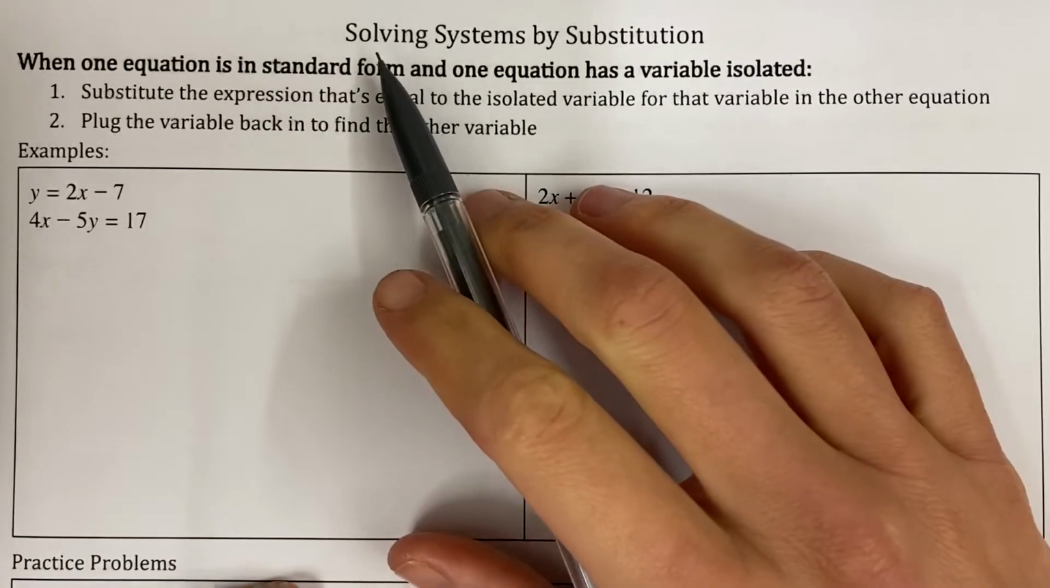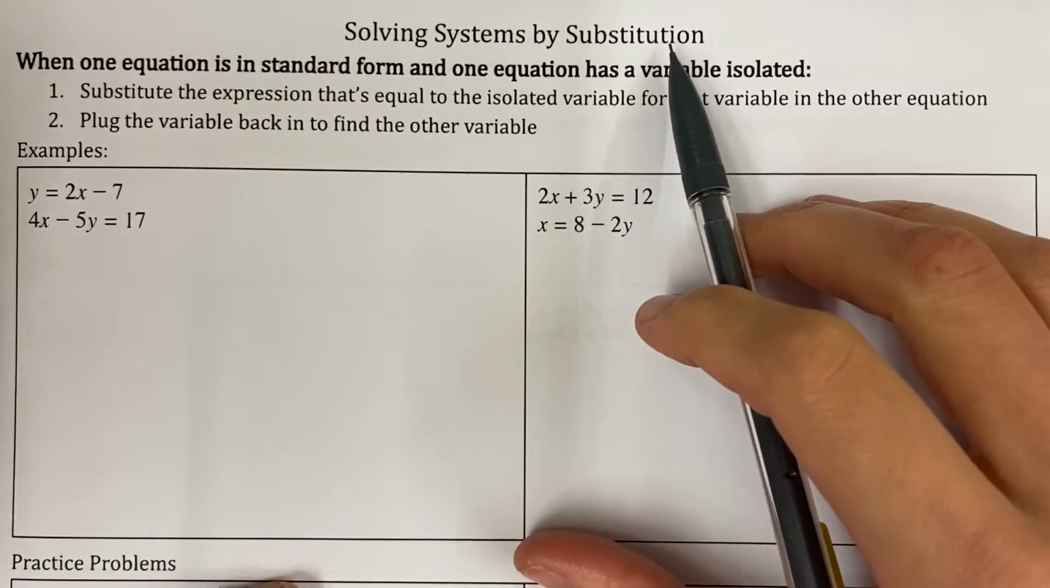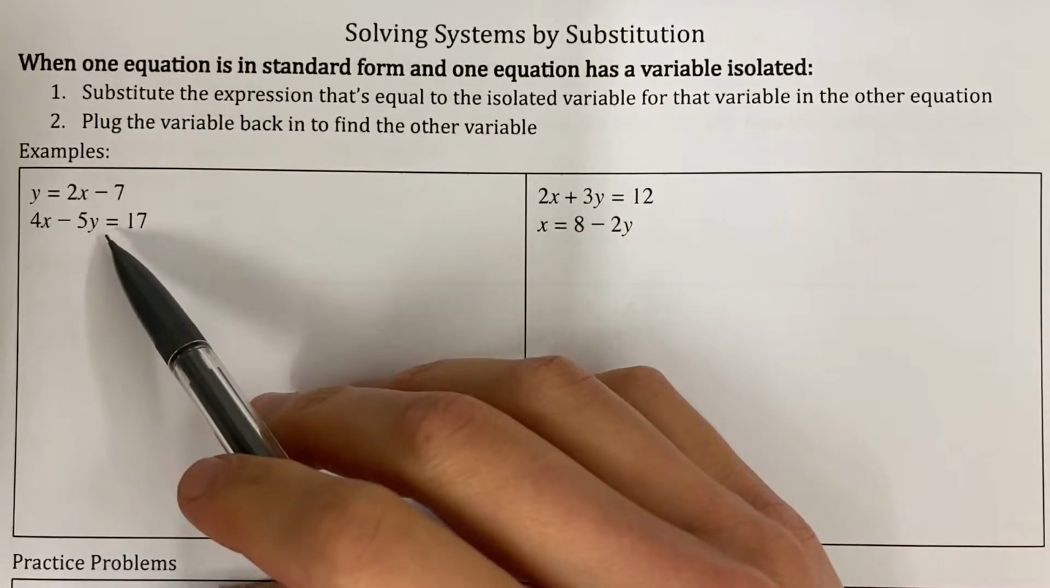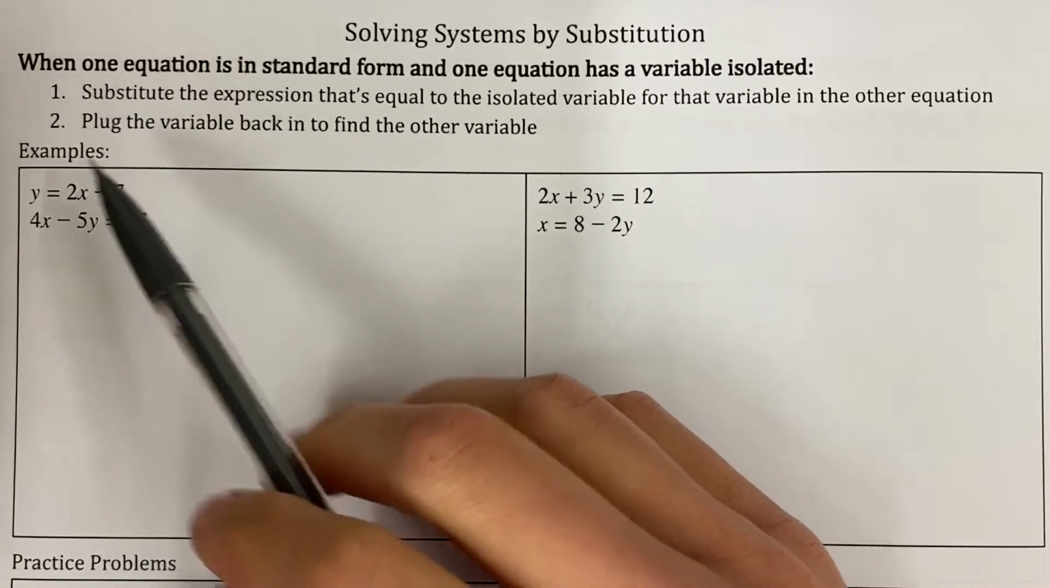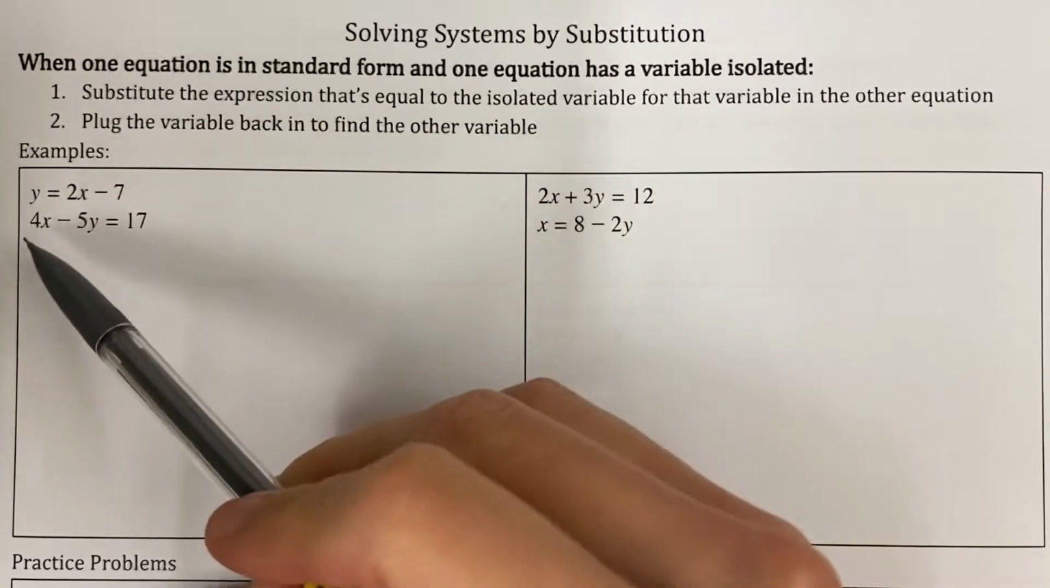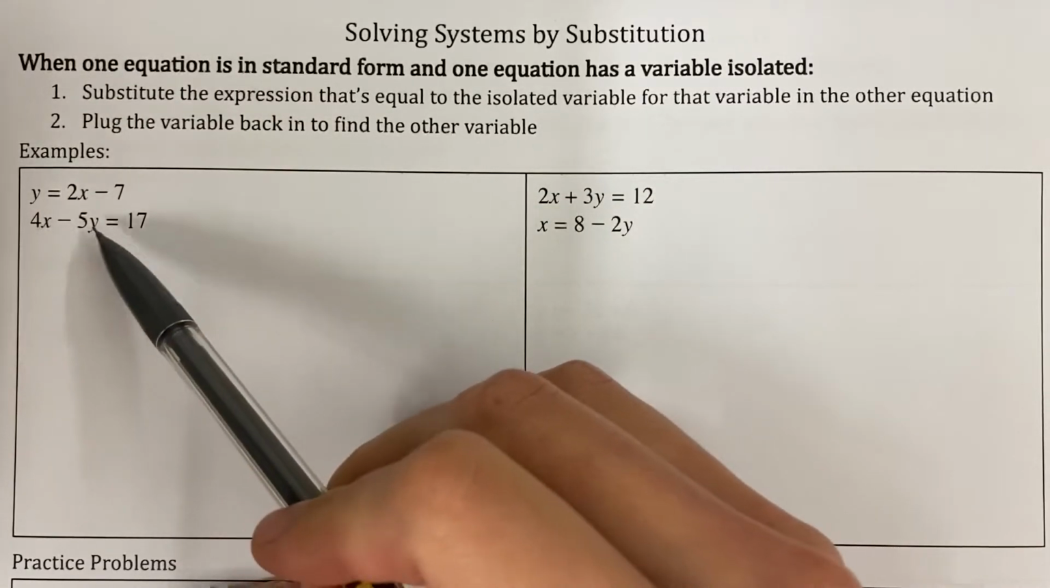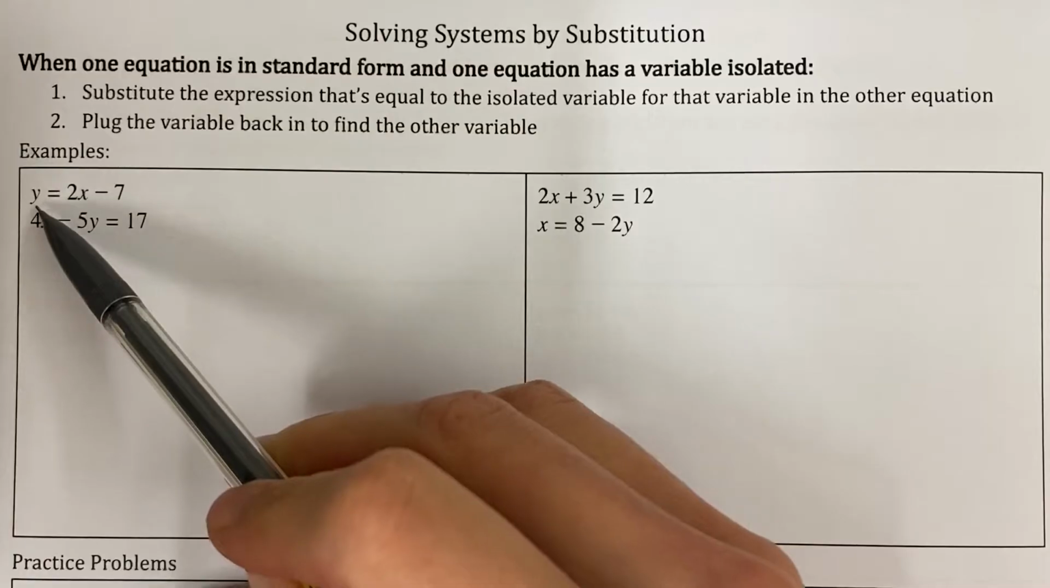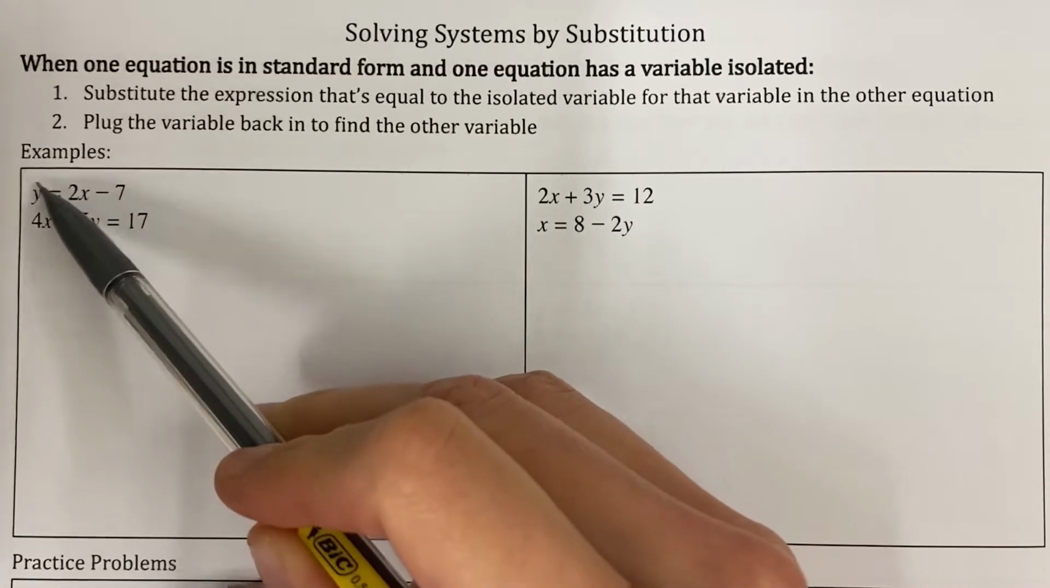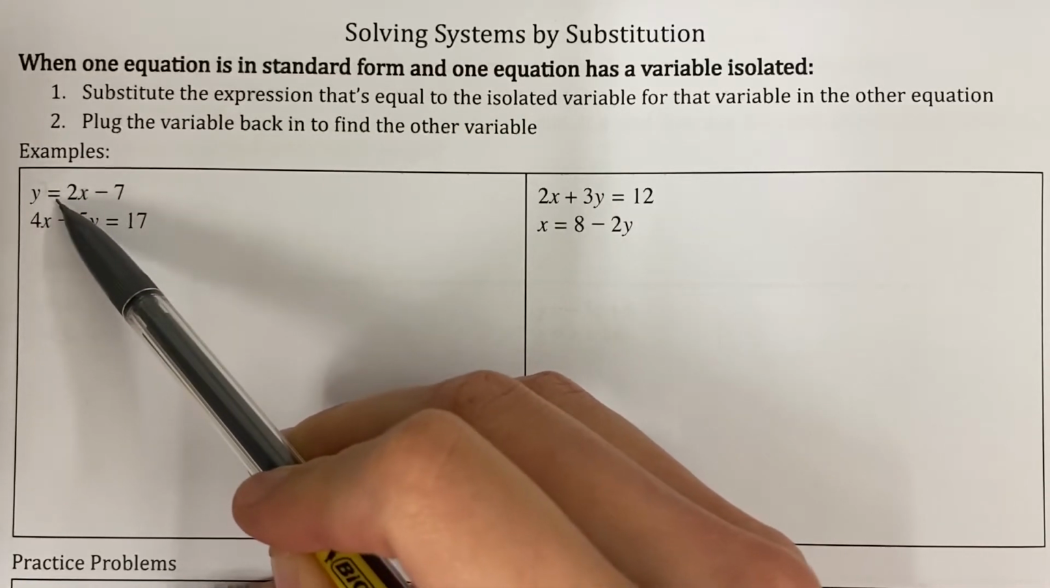In this assignment, we'll be learning how to solve a system by substitution. Again, a system is two equations. In this case, we're going to be looking at systems where one equation is in standard form, right? A number times x plus a number times y equals a number. And one equation has a variable isolated. So you can see in this case, this y is already by itself on one side of the equal sign.